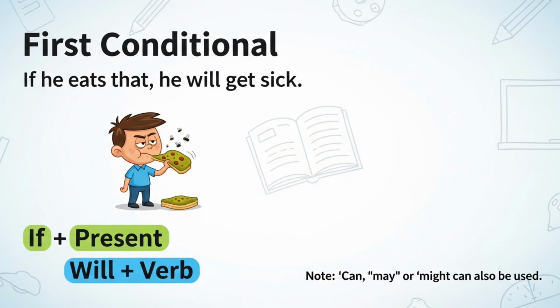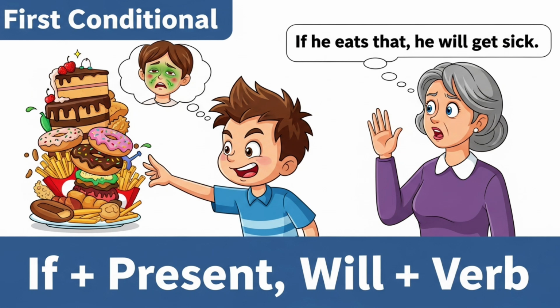Next is the first conditional. We use this for a real situation that will likely happen in the future or near present. It is a specific possibility. Example, if he eats that, he will get sick. Here is the formula. After if, we still use the simple present tense, eats. But in the result clause, we use the future tense with will, he will get sick. Note, while will is standard, you can also use other modal verbs like can, may, or might, depending on how sure you are.